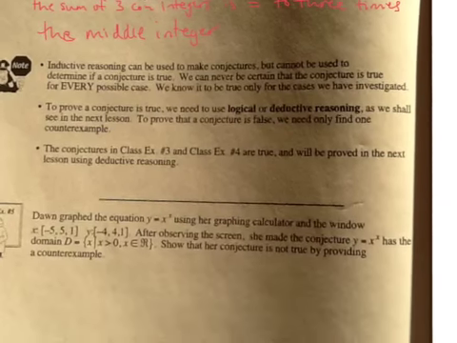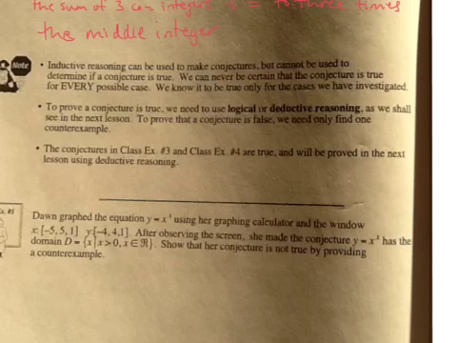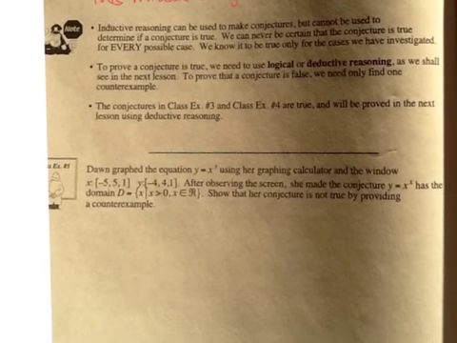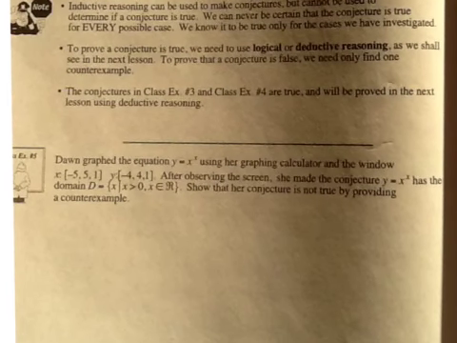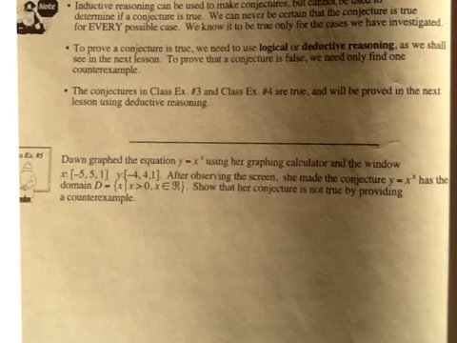The conjectures in class example 3 and 4 are true and will be proved in the next lesson using deductive reasoning. So I'm going to leave class example 5 up to you guys. If you can get a graphing calculator and graph this with this window, if you need to know how to do that, come see me. After observing the screen, she made the conjecture y equals x to the x has a domain of this. Show that her conjecture is not true by providing a counterexample.